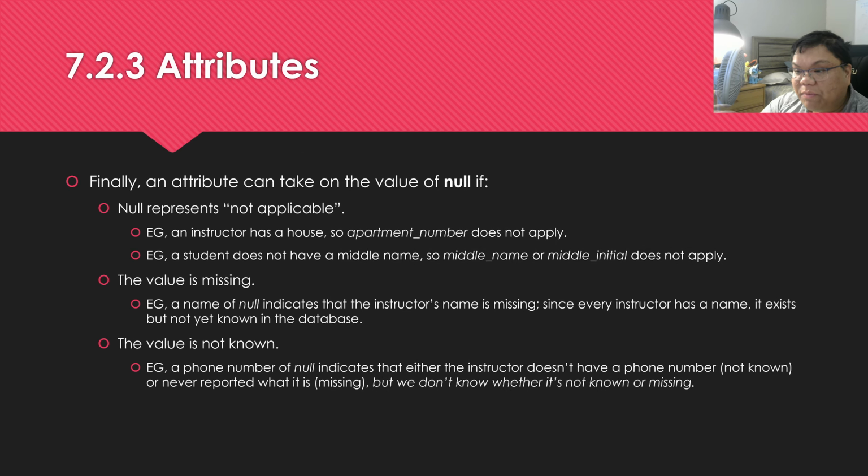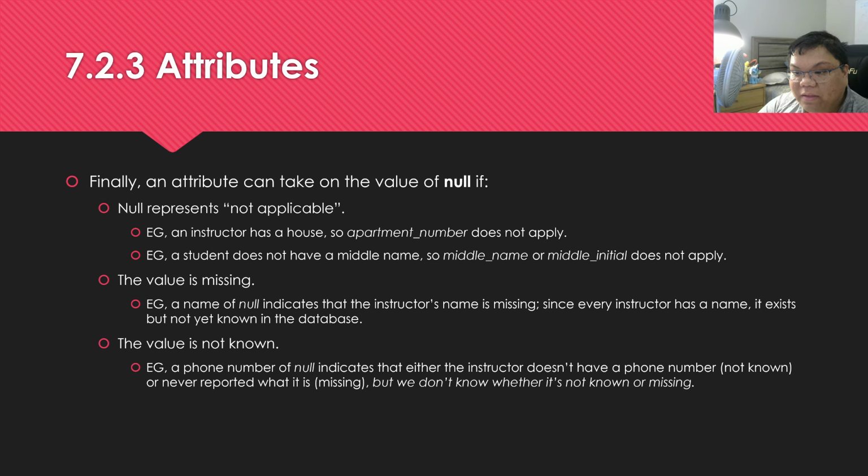Finally, an attribute can take on the value of null if it represents not applicable, or it represents a value that is missing, or a value that is not known. Null, representing not applicable. For example, an instructor lives at a house, so apartment number does not apply. A student does not have a middle name, so middle initial does not apply. So that is not applicable.